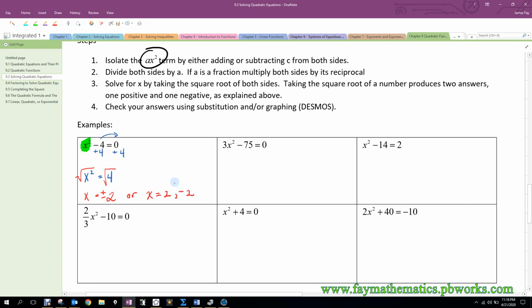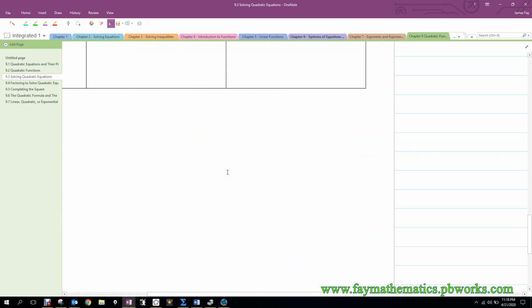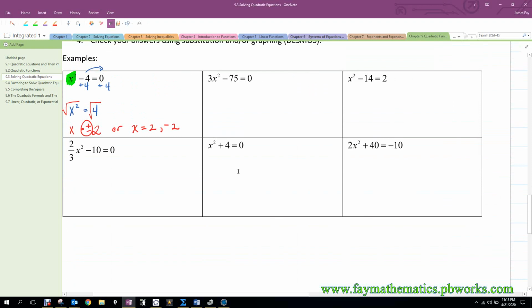I think, don't quote me on this, but I think Math Excel is going to ask you to separate your answers with commas. I don't think they have that symbol with a plus or minus. All right, so let's go to the next one.